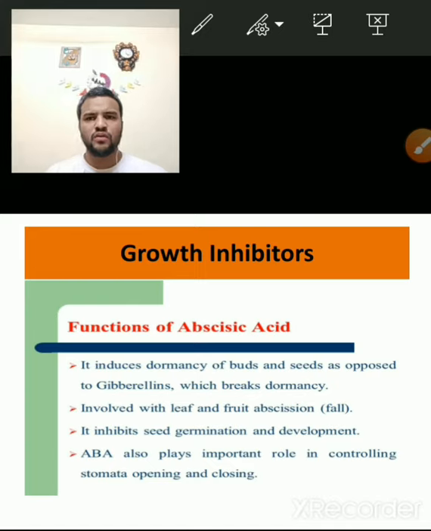Abscisic acid is involved with leaf and fruit abscission, that is the fall of leaves and fruits. It inhibits or stops seed germination and development. Abscisic acid also plays an important role in controlling stomata opening and closing. Whenever there is a need to prevent water loss, the stomata will be closed, and that is under the control of what? Abscisic acid.